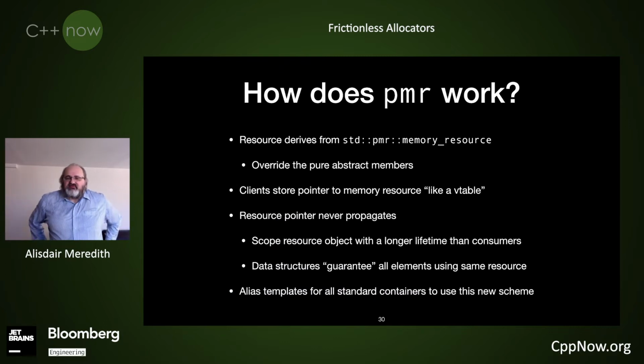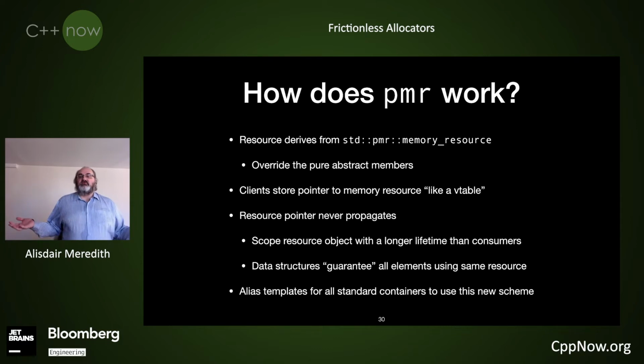So back to the basics. How does standard PMR work and what does it provide you? The basic notion is that any memory resource, which is a resource that can provide memory to your allocator, derives from std::pmr::memory_resource, which is a pure abstract interface class that says this is how you provide memory. Your own resource will therefore override the pure abstract members and they'll actually supply the memory as required.